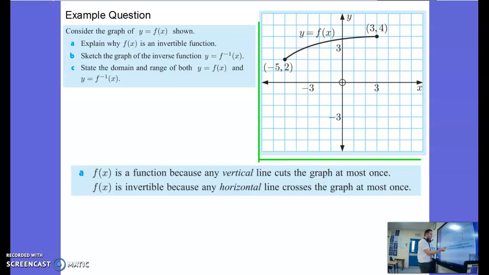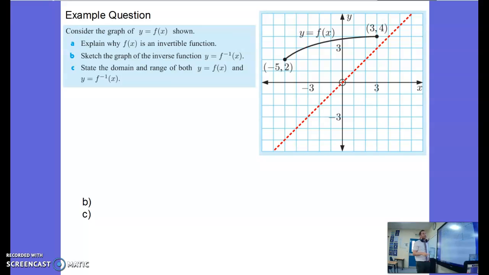So it's a function because any vertical line cuts the graph at most once. Good. And it's invertible because any horizontal line crosses the graph once. If it passes those tests, it's an invertible function. And also, just think, can it be reflected in y equals x? So we're about to sketch the inverse. And if I can reflect that, then we've got an invertible graph.